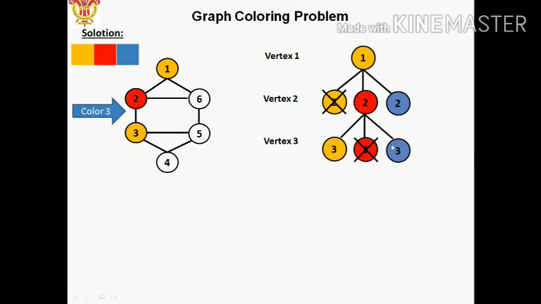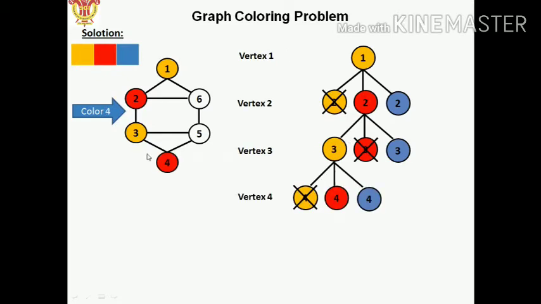Why am I not going to take this 3? Because the backtracking approach uses DFS. So for DFS, if this is a dead end, I'm going to traverse this way. To fill this 4, I'm going to discard this color. I'm going to consider this one. Good.